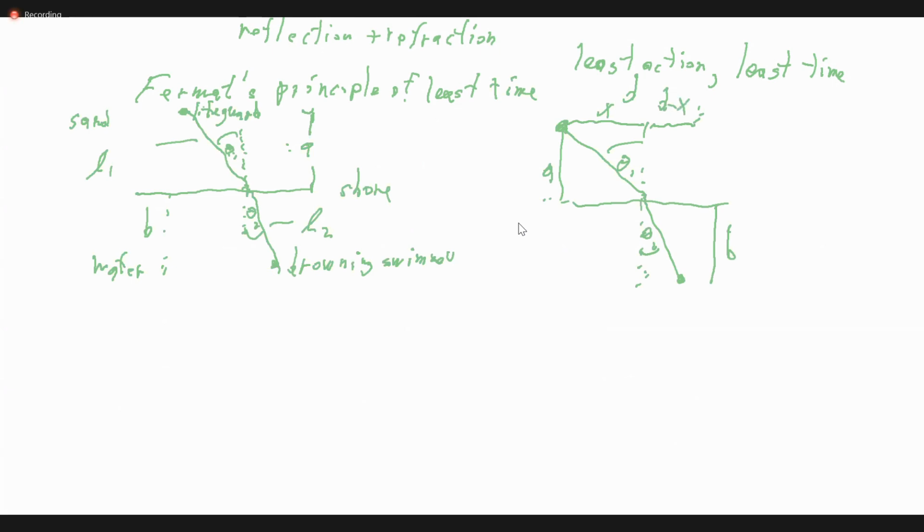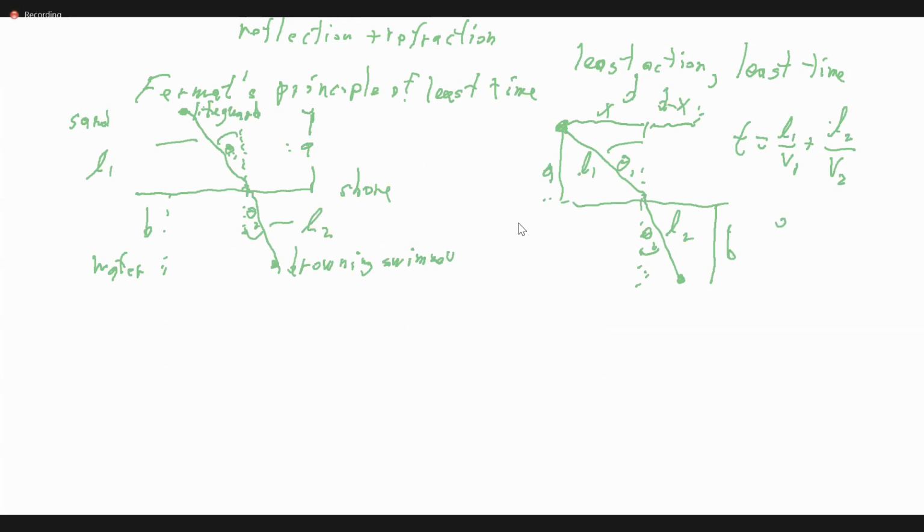So what's the total time that it takes? The time is the distance divided by the speed, but if we have two different paths, the total time, we'll call this L1 and this L2. Just to remind you, the total time is going to be L1 divided by V1, where V1 is the speed that you can run on sand, plus L2 divided by V2, where V2 is the speed that you can swim in the water.